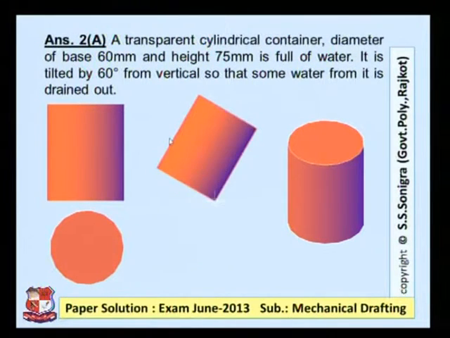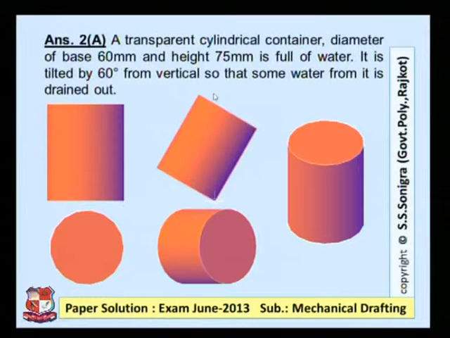It is tilted like this. If we tilt this cylinder at an angle of 60 degrees, this would be its front view, and this would be its top view. If we look from the top, it would appear like this.